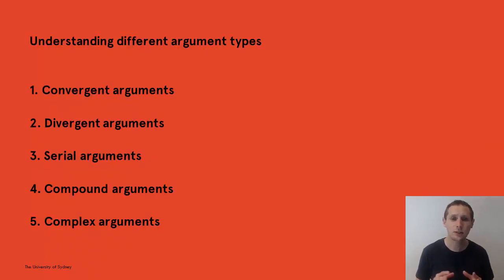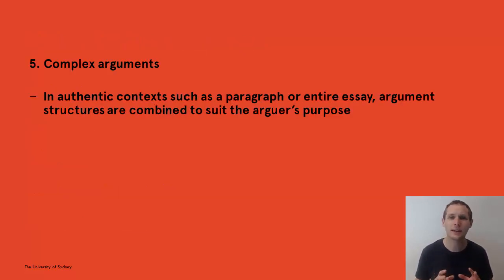The argument structures we've identified here, simple ones of just a premise and conclusion, convergent and divergent arguments, serial arguments or argument chains, and compound arguments, are the most common you will find at a local level. However, things get more complex again if we move from looking at argumentation at a local level to a more global level, such as that of a paragraph in an essay or an entire essay. In order to maintain argumentation at this level, these argument structures will be combined to suit the arguer's purpose.